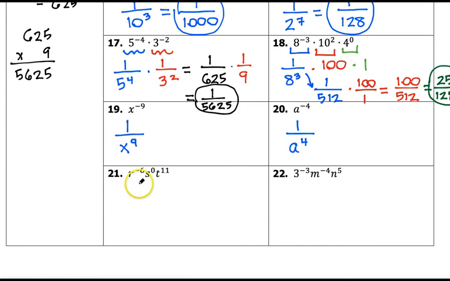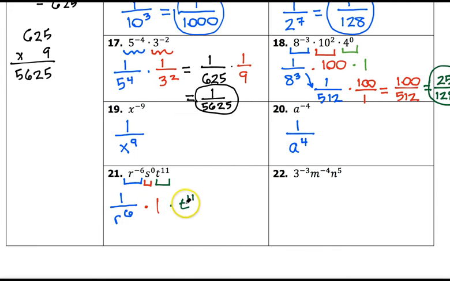For 21, I have a few different powers here. I have r to the negative sixth power, which I can rewrite as 1 over r to the sixth. I have s to the 0 power, and remember anything, including variables, to the 0 power is 1, so that's times 1. And then we have t to the 11th power. That's a positive exponent, so that just stays t to the 11th. Anything times 1 is itself, so the 1 here really doesn't matter.